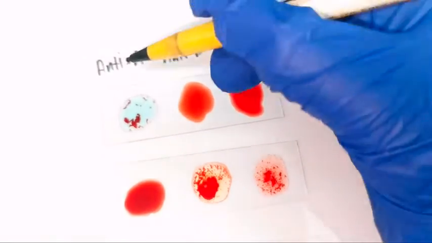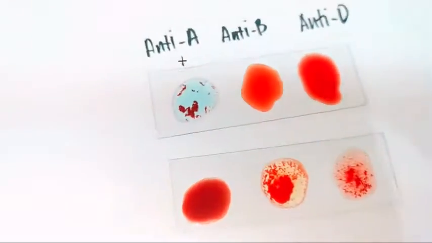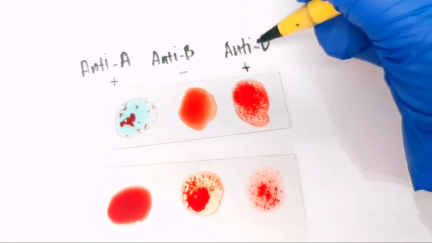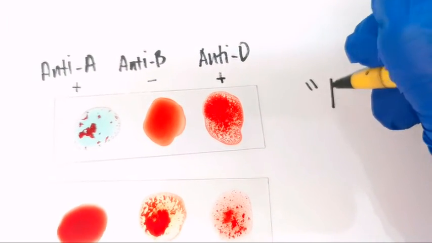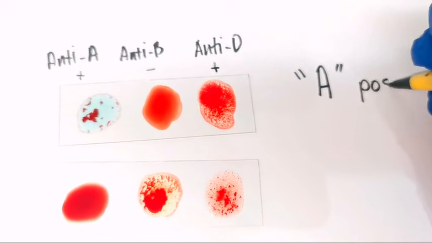In the first slide we can see clumping in the blood drop with anti-A antisera, no clumping with anti-B antisera. We can also see clumping in the blood that contains anti-D antisera. Therefore, the blood type of the first patient is A positive.